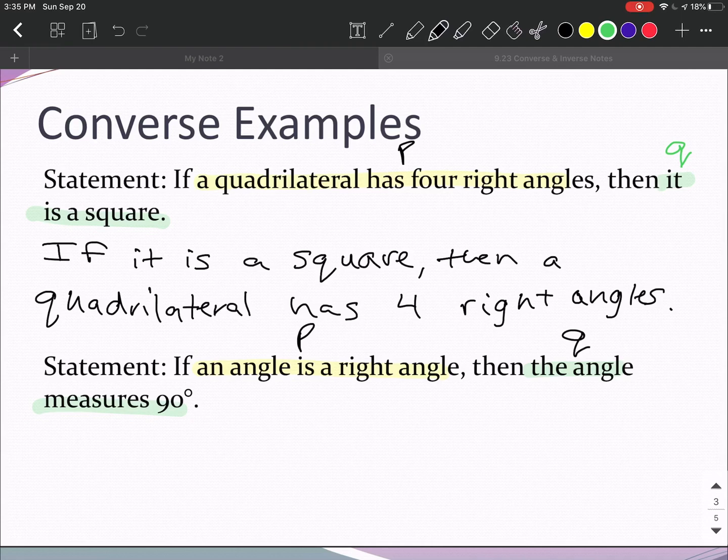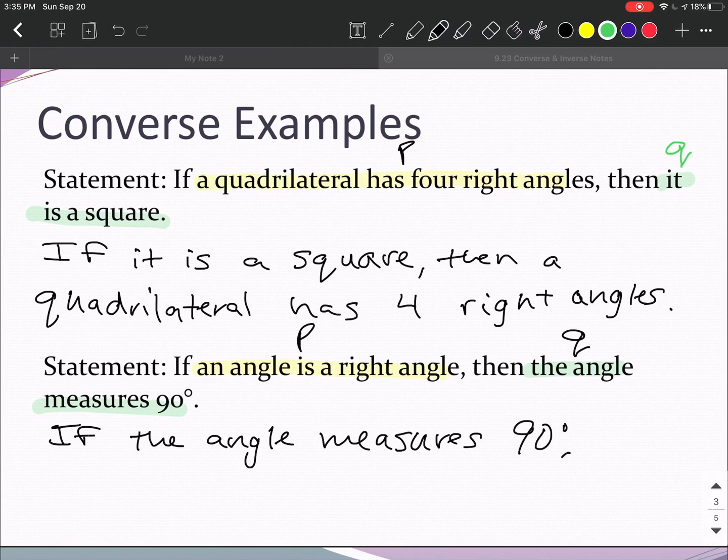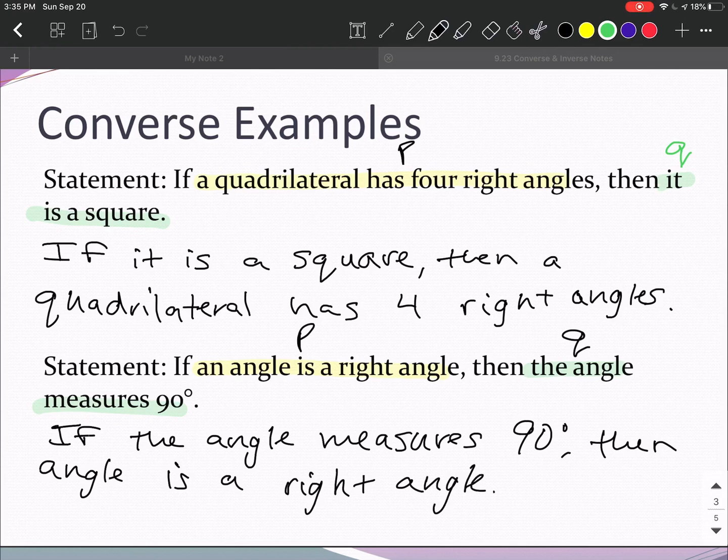So we're going to flip the order. So if the angle measures 90 degrees, then an angle is a right angle. So just flip the P and Q with converses.